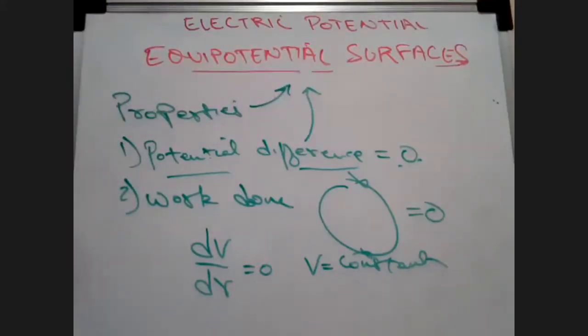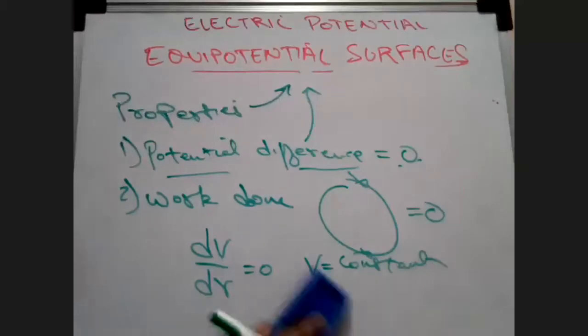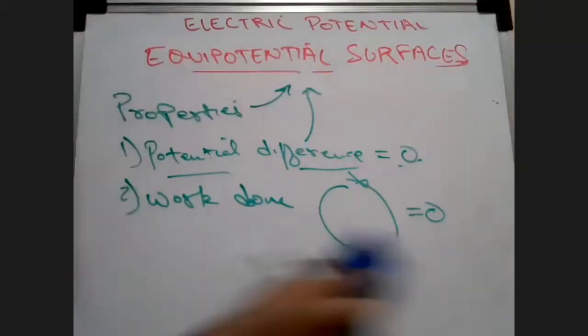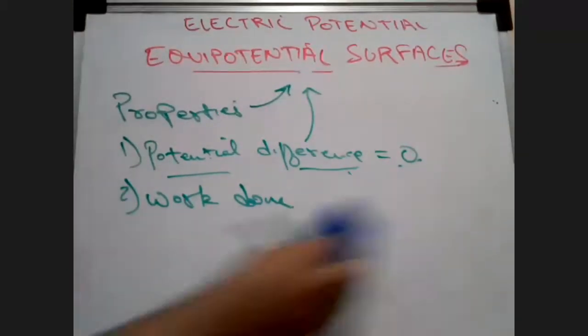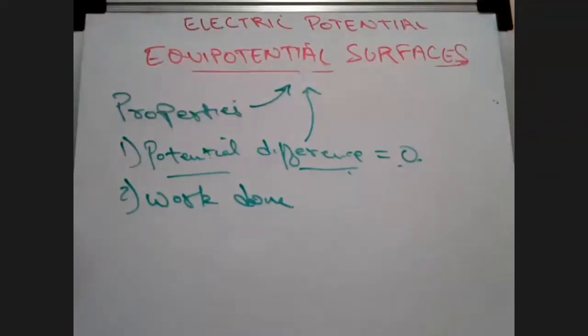Okay, that should be clear. Don't tell me that dV by dr is 0, so V is also 0. That's not right. So this is the second property, that work done is 0. Okay, the third property is that no work is done by the electric force when it's moved along the surface. That's the same thing. And the fourth property, the equipotential surfaces can never intersect each other, just like electric field lines.